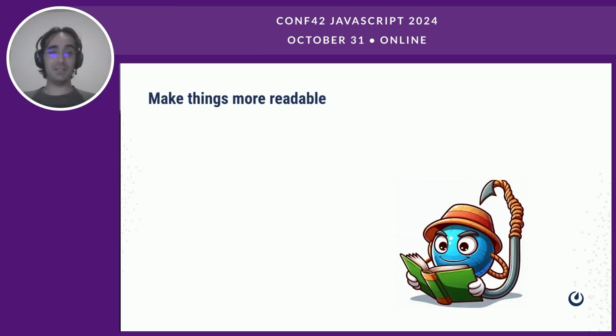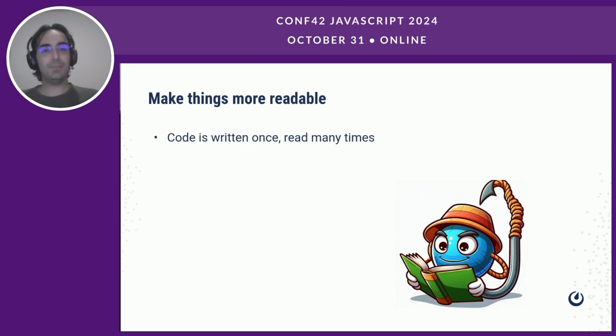So let's start with the basis. When you are coding, you should make things more readable. That should be your basis. For example, code is written once and read many times. You shouldn't try to take shortcuts with the code, because 3 months later, you are going to get back to the code and you will not remember why those shortcuts were made. And you will not understand what the code is about if you didn't write it so it can be read.